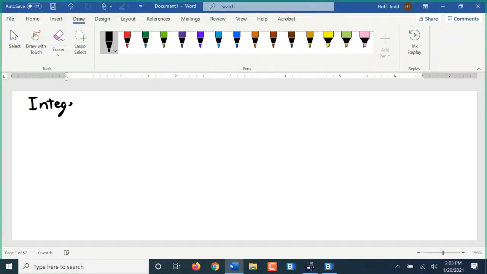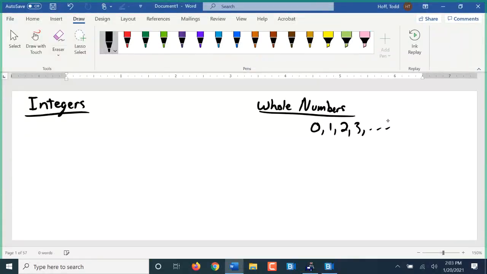integers. Integers are just the next step from our whole numbers. For our whole numbers, zero, 1, 2, 3, and counting on up from there. Integers include all of those, and of course the negatives, -1, -2, -3, and so on.